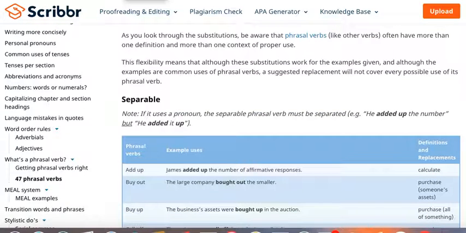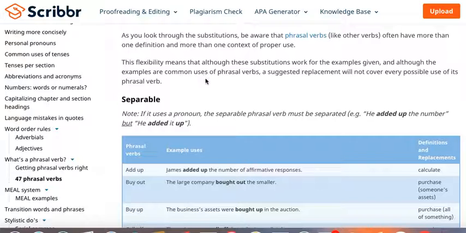Let's continue. As you look through the substitutions, be aware that phrasal verbs, like other verbs, often have more than one definition and more than one context of proper use. You have to learn them all. There's no other choice if you want to advance your English. How do you do this? Read, read, read, listen, listen, listen. You've got to have lots of input so you can recognize how you use the phrasal verbs in different contexts.